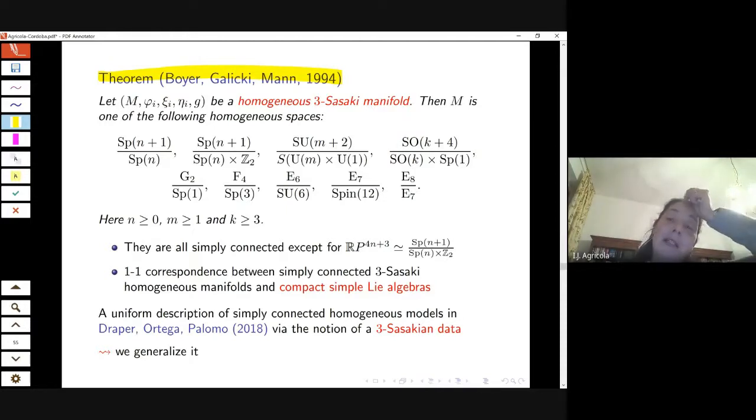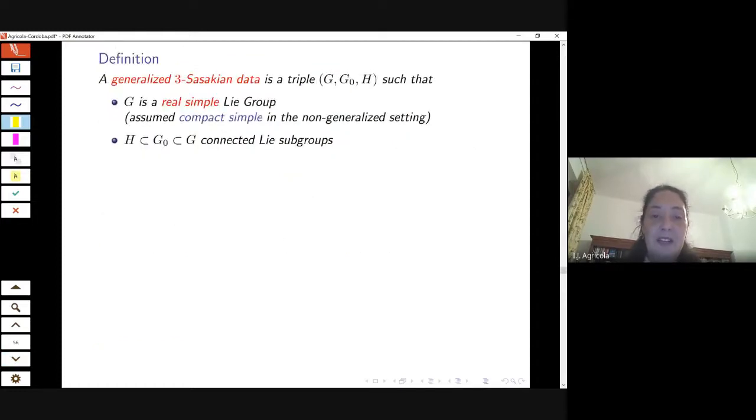So, Boyer, Galicki and Mann classified homogeneous free Sasaki manifolds, proving that you have one for each simple compact Lie group: Sp(n), well, this is up to covering, SU, SO, G2, F4, etc. They're all simply connected except for projective space. And due to Draper, Ortega, and Palomo, we have a very nice uniform description of all the simply connected homogeneous free Sasaki manifolds in terms of free Sasakian data. So we generalize this in the following way.